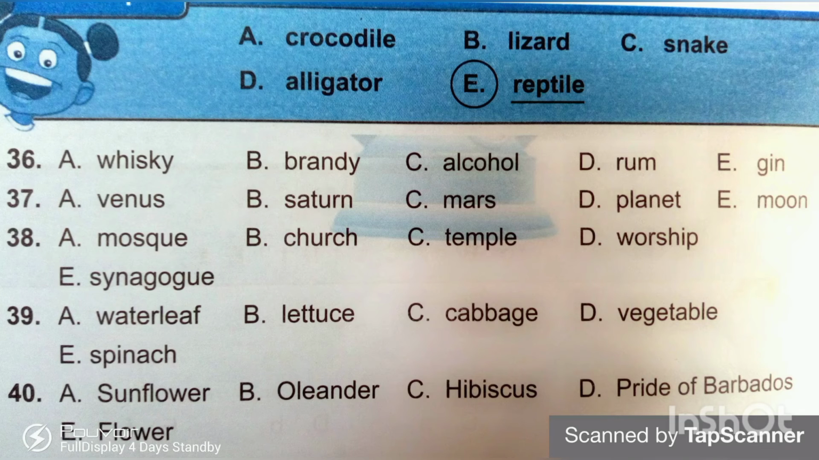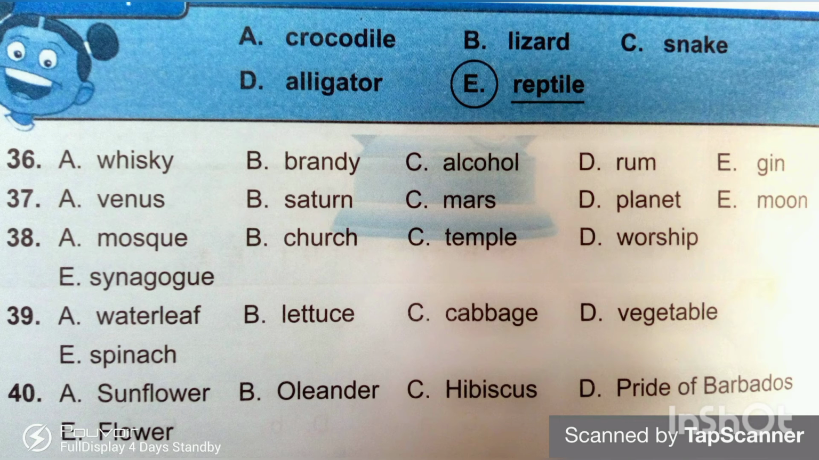We are still dealing with group names. Now, take a look at this slide. You see the example given: A. Crocodile, B. Lizard, C. Snake, D. Alligator, E. Reptile. Now, if you look at the answer circled or the line, it's reptile. All these animals listed here are reptiles. Do you understand that now? So reptile is the group name for A, B, C, and D.